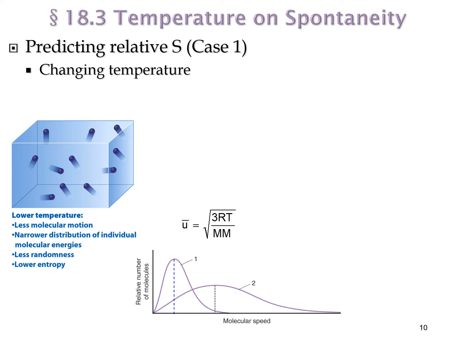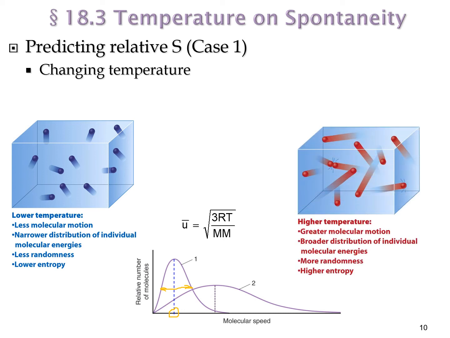The average speed is small, and you also see that the distribution or dispersion of the energy is much narrower. In other words, those particles are not that active. They do not have much energy at a lower temperature. But once we have a higher temperature, according to that equation, as the temperature increases, speed increases as well.